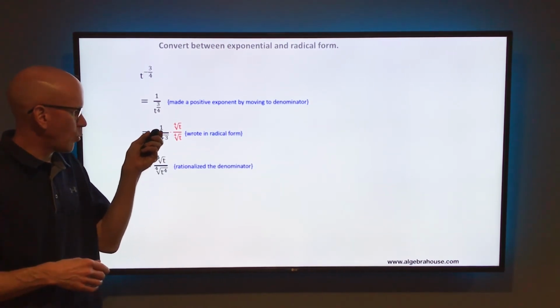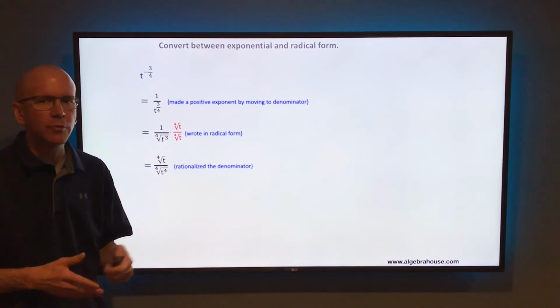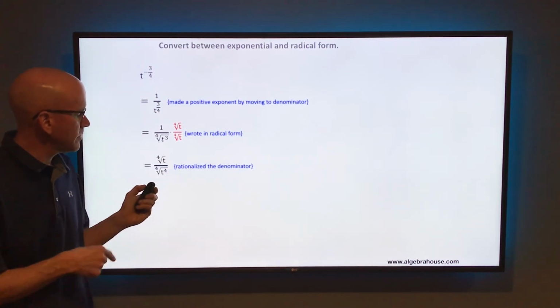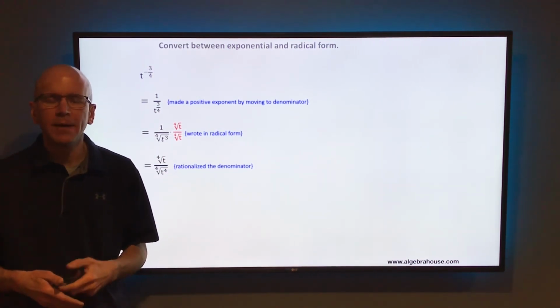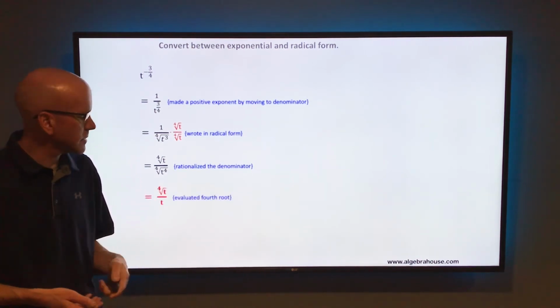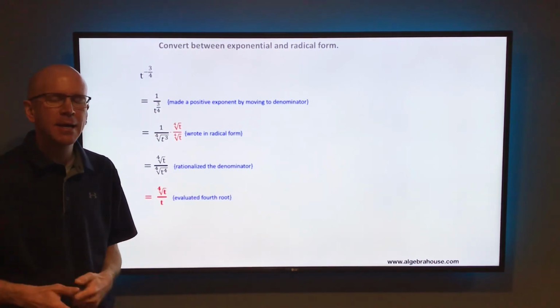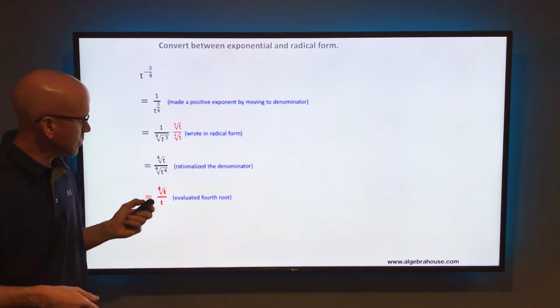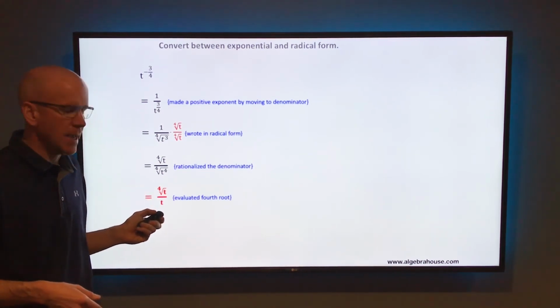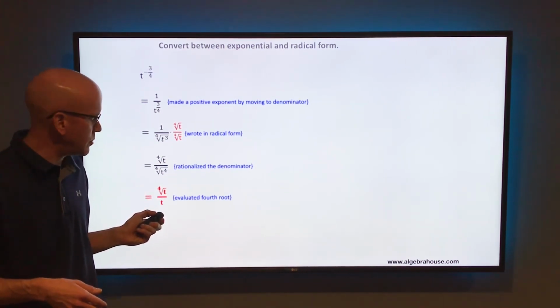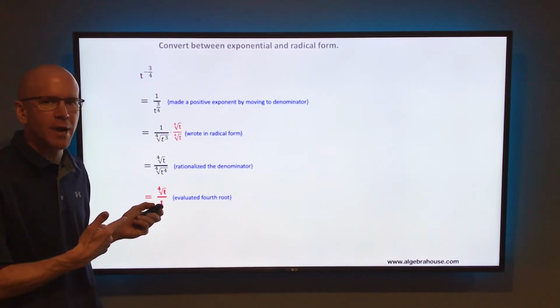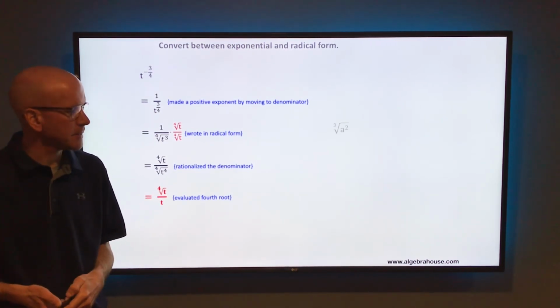So on top, 1 times the 4th root of t, that is the 4th root of t. And in the denominator, that is that 4th root of t to the 4th. And the 4th root of t to the 4th is t. Notice the radical sign has disappeared from the denominator. So in the numerator, it's the 4th root of t, and in the denominator, that is t. Do not cancel the t's. One is under the radical sign, and one is not.